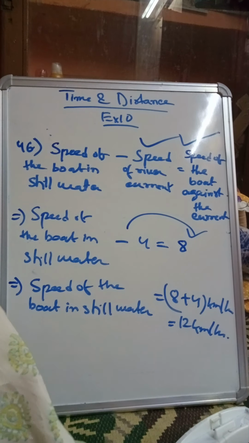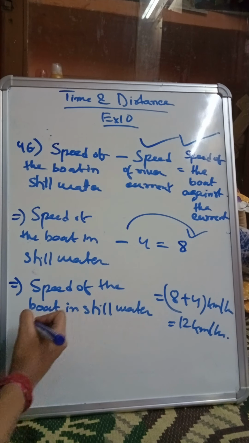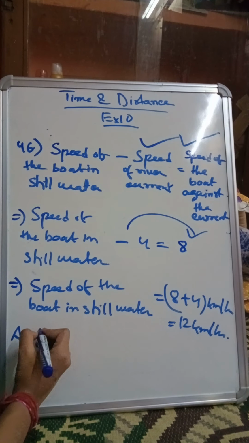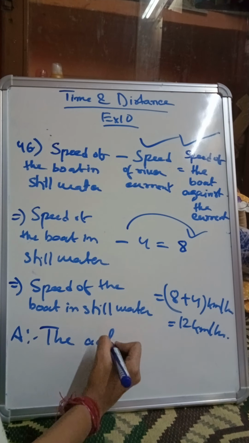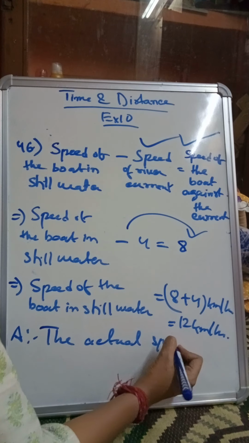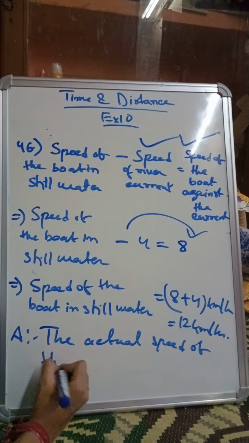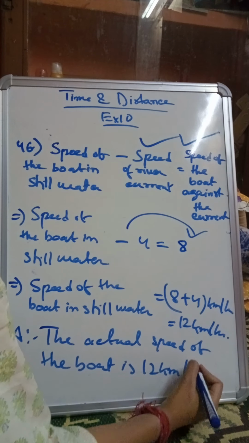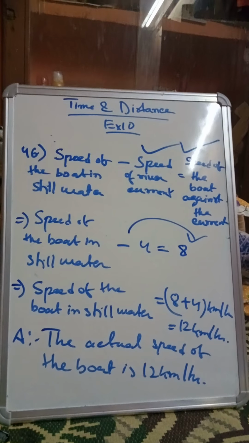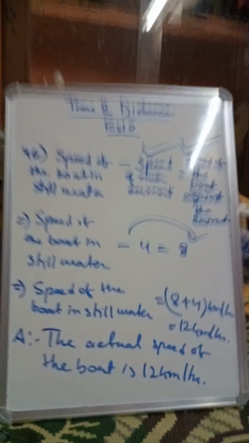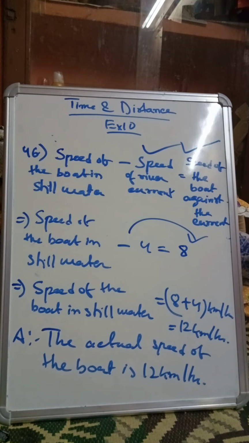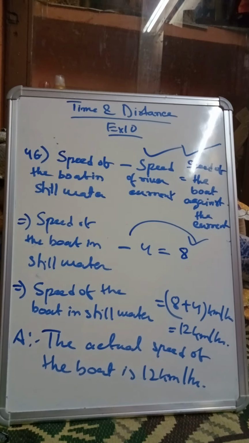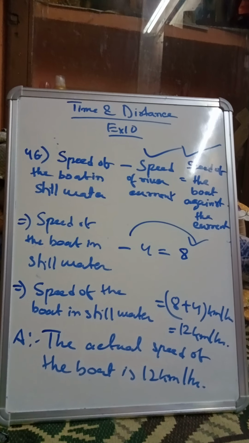See, we have got the speed of the boat in still water, or you can say the actual speed of the boat. So write the answer: the actual speed of the boat is 12 kilometers per hour. Very easy, you just have to put the values and do it step by step. Once you have understood the concept, these sums are very easy. You just have to remember the concepts.